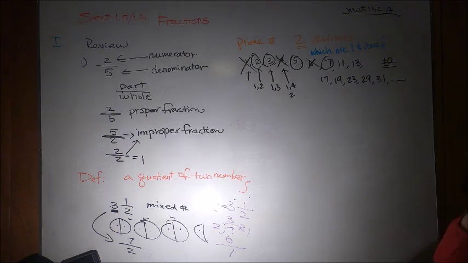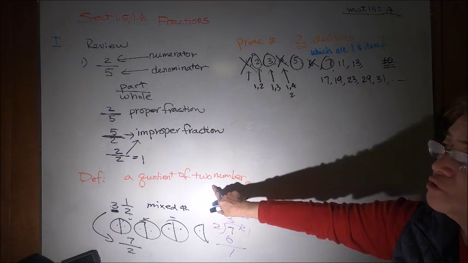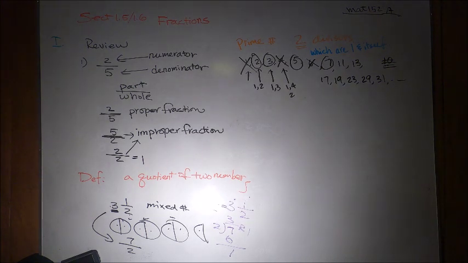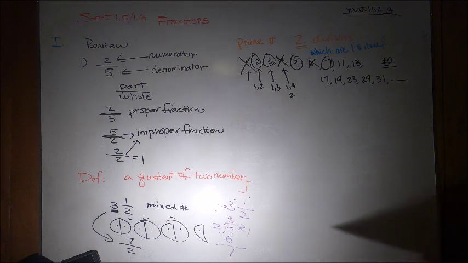So we talk about what a quotient is, which is a fraction. Then we talk about prime numbers. Why do we need to learn prime numbers for fractions? You'll find out why. Okay? Let's look at the next one.